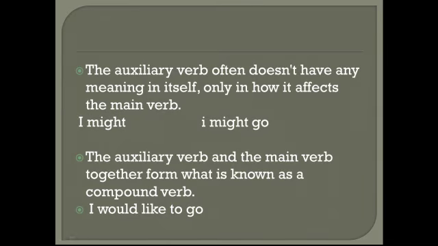The auxiliary verb often doesn't have any meaning in itself, only in how it affects the main verb. For example, in the sentence, I might, might doesn't have any meaning in itself. So, I might go has a meaning itself. So, the auxiliary verb and the main verb together form what is known as a compound verb.